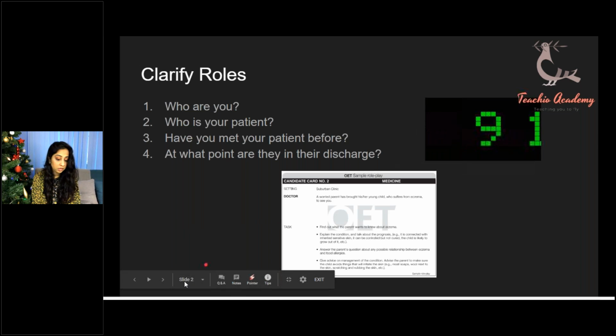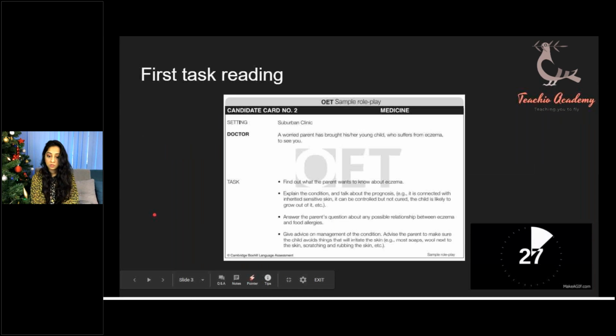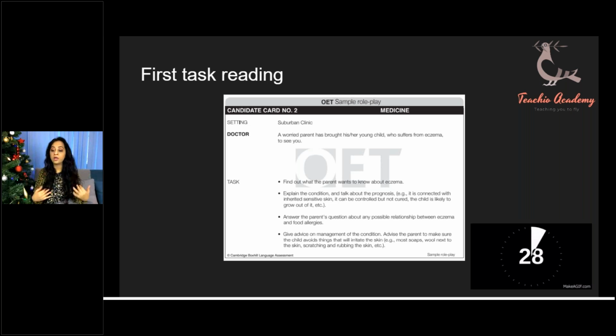Okay, right. The next part, now I'm going to do, so I've identified the roles. I've identified who the person in front of me is, who am I, what's the setting, and do I know this patient, and are they getting discharged or are they just getting admitted?